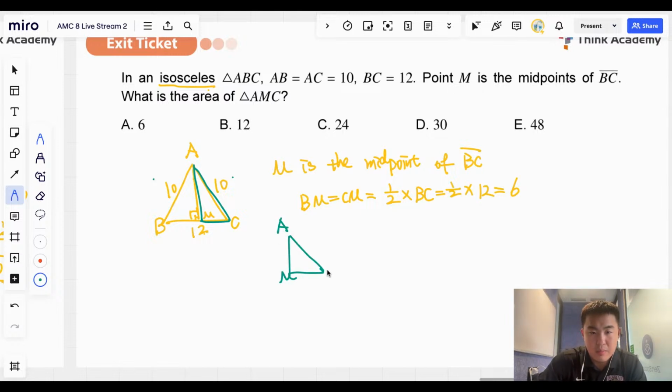So I will also draw it here. A, M, C. We know that AC has a length of 10, and we know CM is half of BC, so it's 6. We just need to figure out what is the length of AM. Again, apply what? Apply the Pythagoras theorem. So I will one more time write down the name for the theorem. So that's Pythagoras theorem. Plus CM squared, which is 6 squared, should be equal to what?